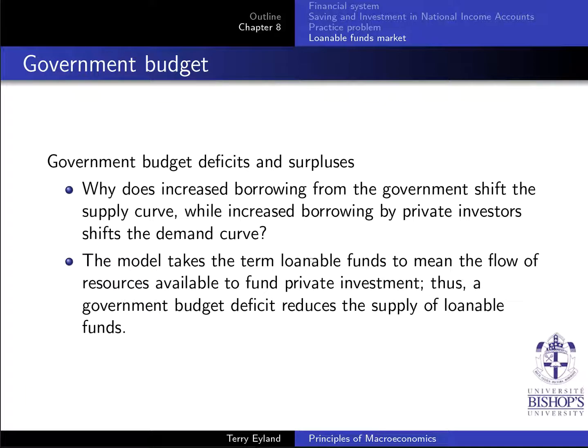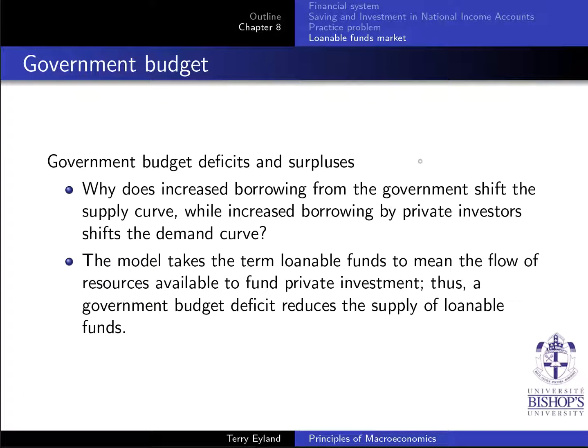As is mentioned in the slide here, you just have to think about it as different things shift the supply curve, which is anything that changes public or private saving or national saving, and the only thing that shifts the investment demand curve are different things that influence investment by private investors.